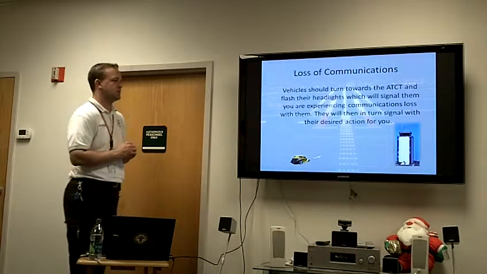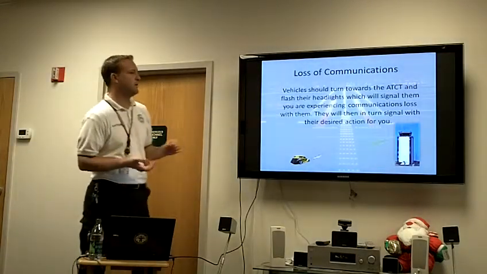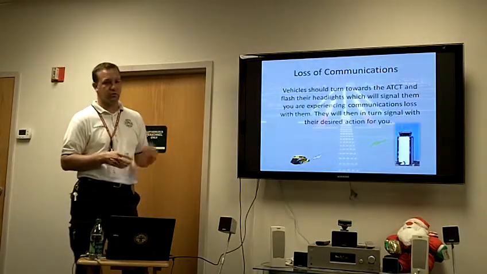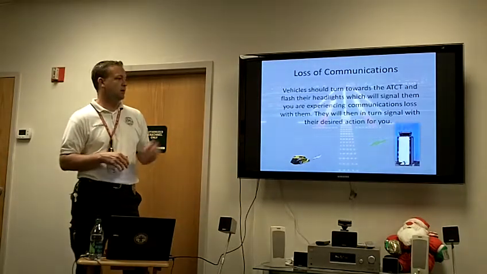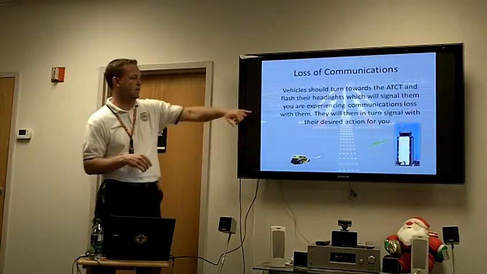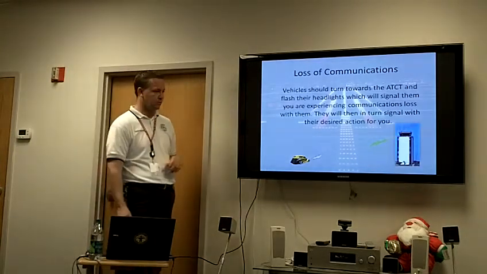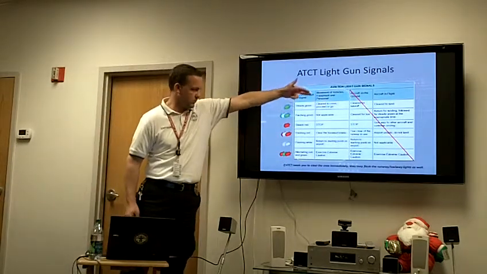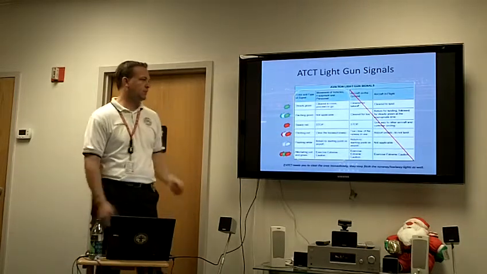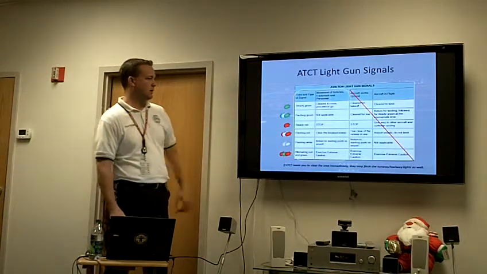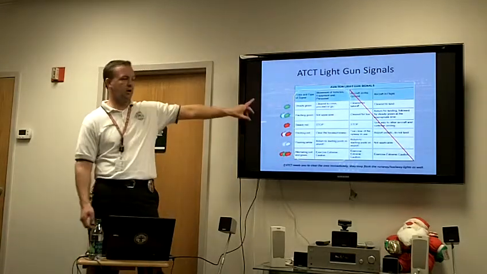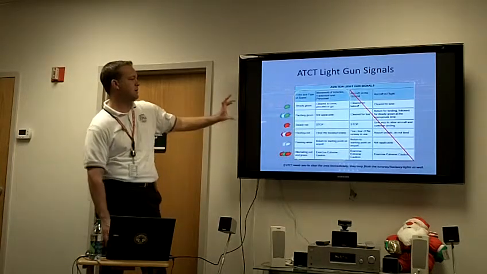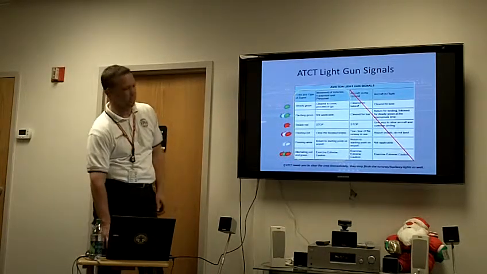Loss of communications: vehicles should turn towards the control tower if you lose communications and flash their headlights, which will signal that you are experiencing communication loss. Then they will in turn signal you. We'll go over it in a second, but the desired action for this vehicle is in green. On the left here, we have a chart for movement of vehicles, equipment, and personnel showing the colors that they'll flash back at you, and on the right, a whole different setup for the aircraft. Again, another easy help that can be provided to you after class, but just know that there are specific light gun signals for what the tower wants you to do.